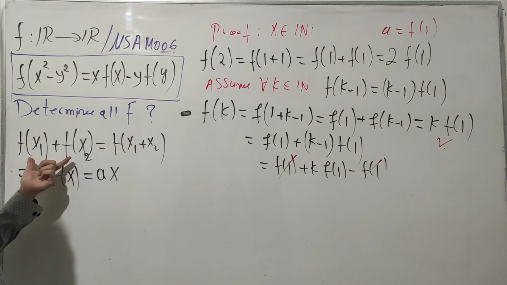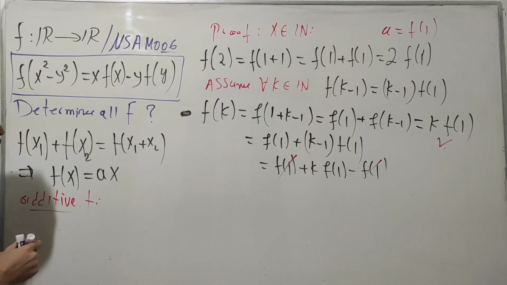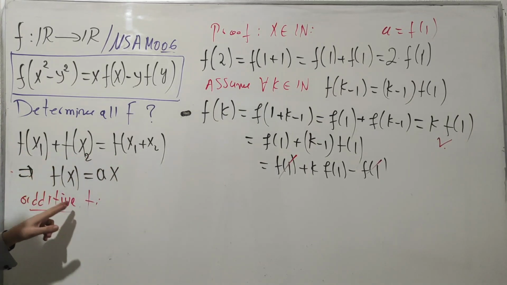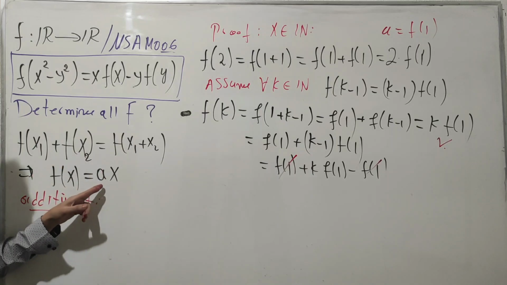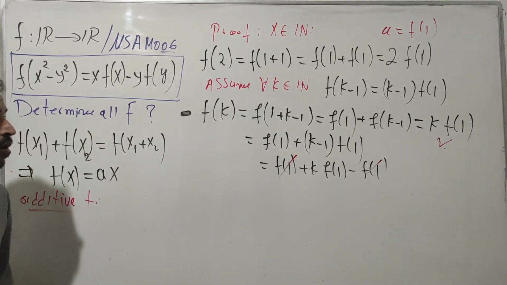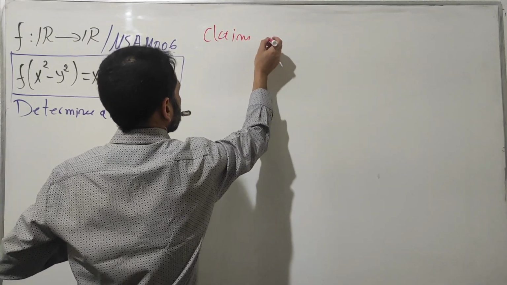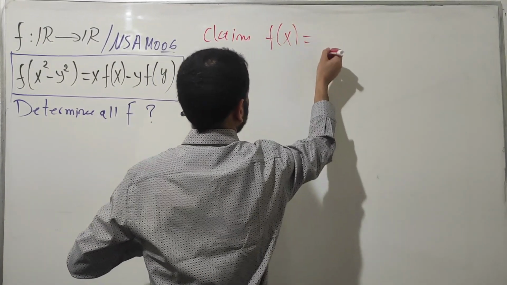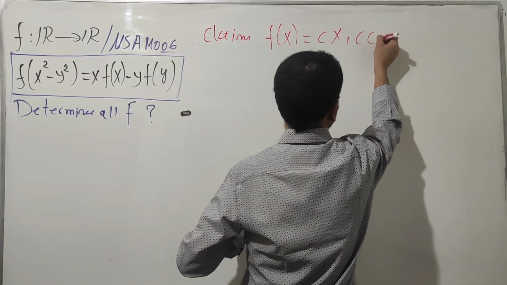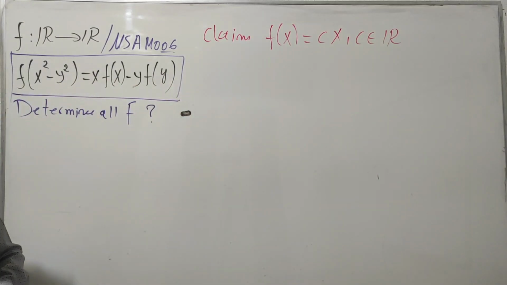If you have an additive function which verifies this condition, clearly the function is going to be expressed as a multiplied by x. Okay, so now let's get rid of this and move on to our problem. Now let's claim f of x equals c multiplied by x, where c is some real number, and x is a real number.